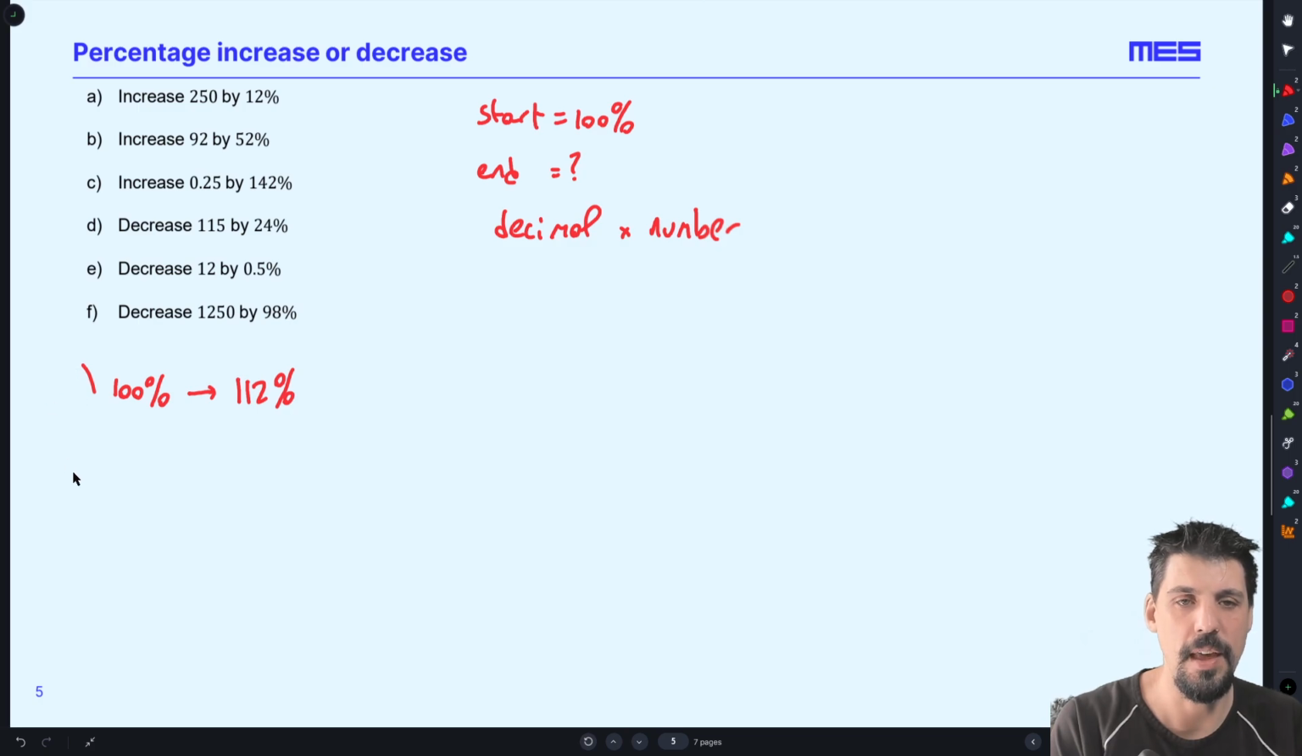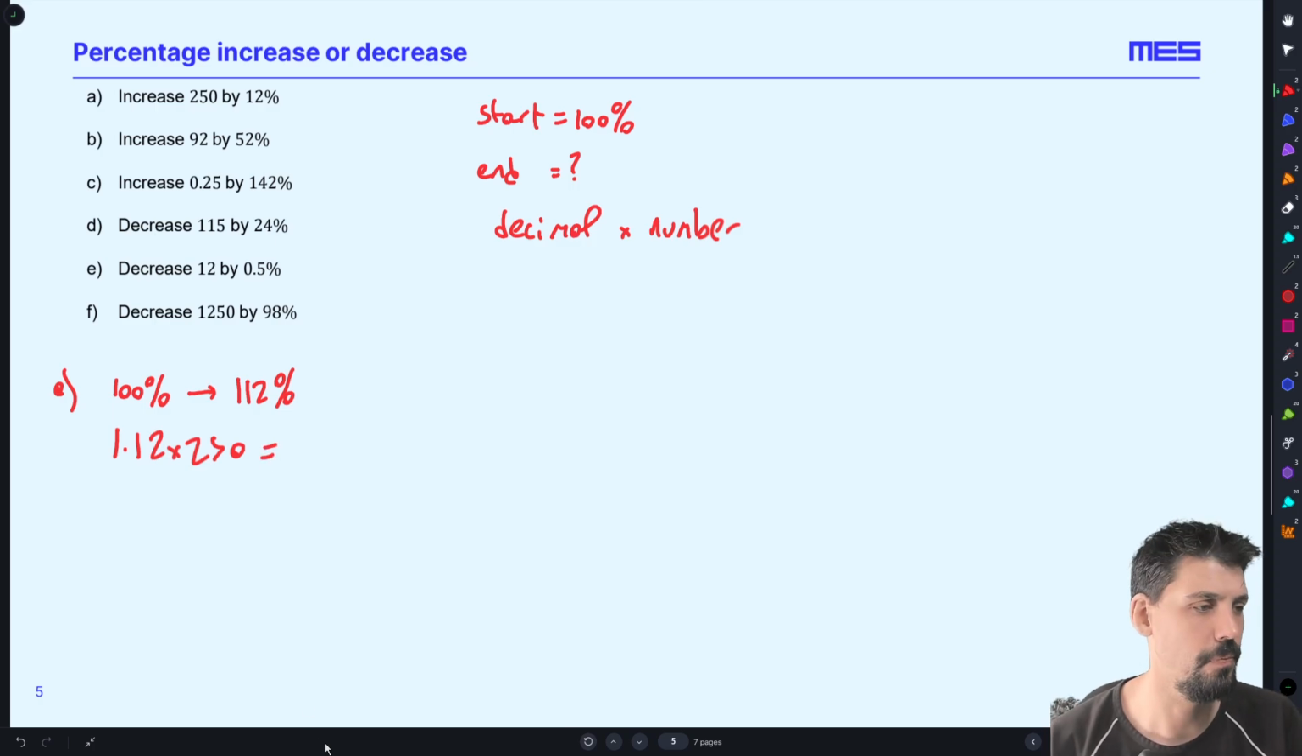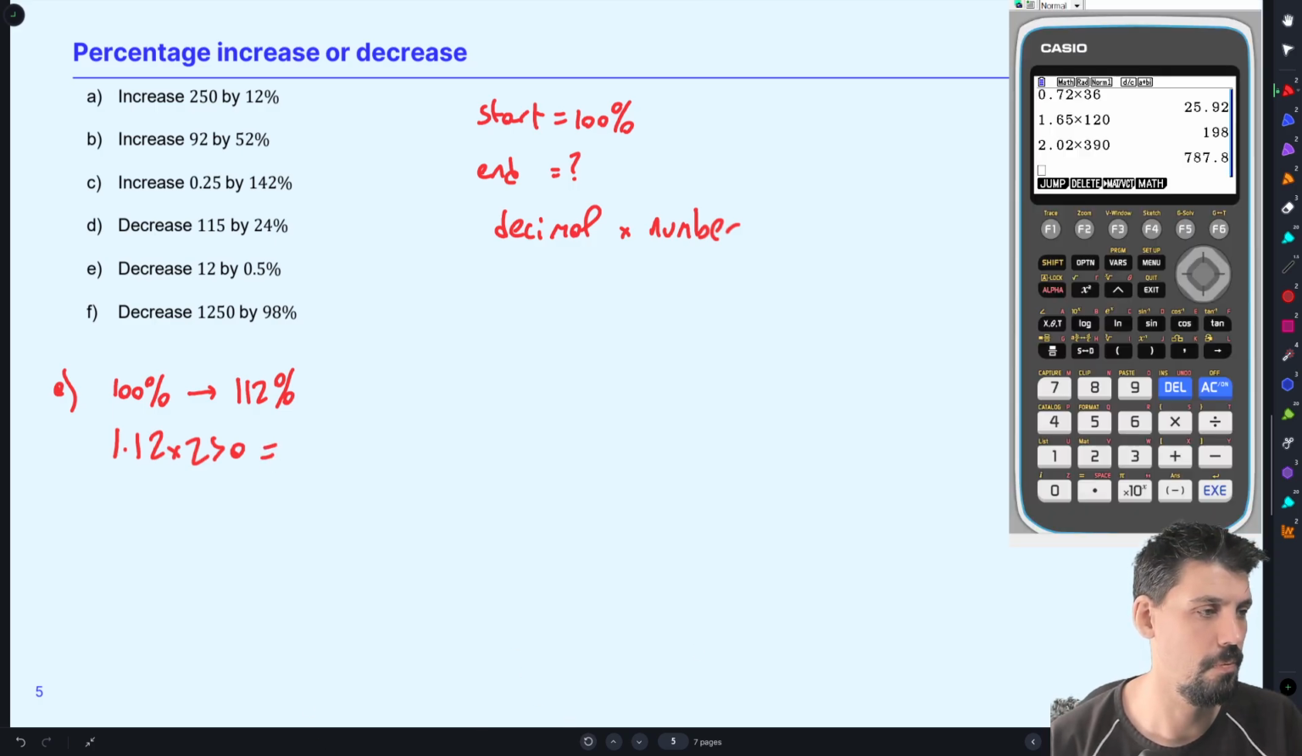How about we start with A? Now all we need to do is do 112% of 250. So 1.12 multiplied by 250 gives 280.